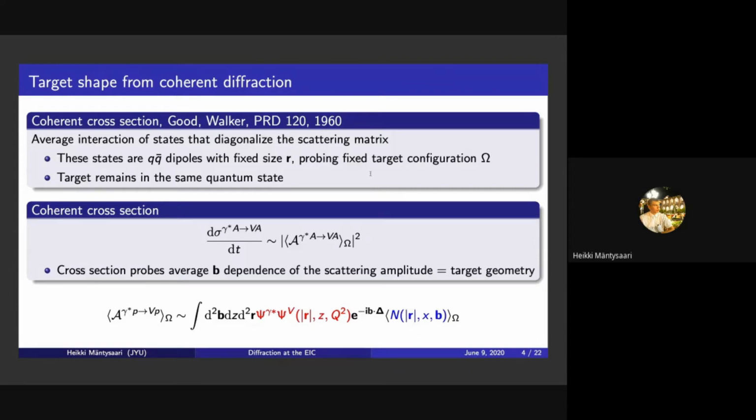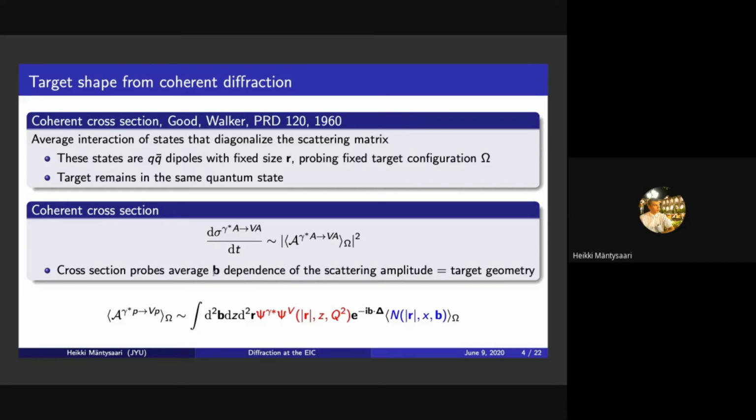And then if I calculate how this dipole target scattering on average takes place, I get the cross-section for the virtual photon, proton, or nucleus going to a vector meson plus nucleus. So this cross-section, differentially in momentum transfer squared, goes like the average scattering amplitude squared. And because I first take the average and then the square, this cross-section measures how the scattering amplitude actually depends on average on the impact parameter B.